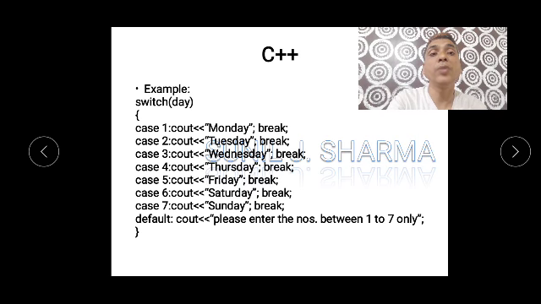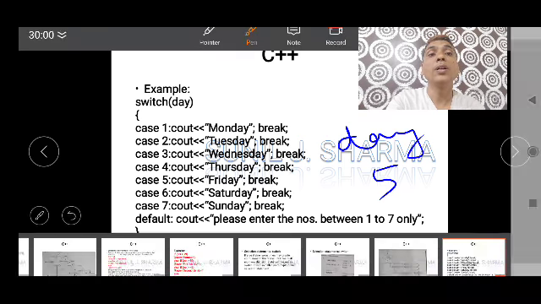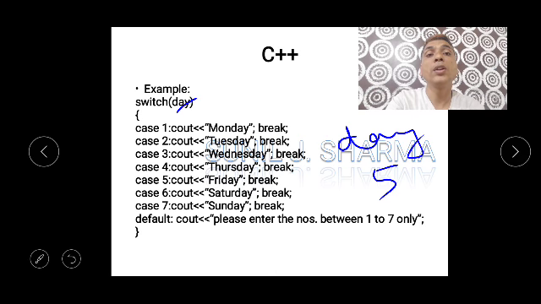What we'll do, we'll take an example. Suppose the day is 5, so what will happen? The value of day is what? 5.